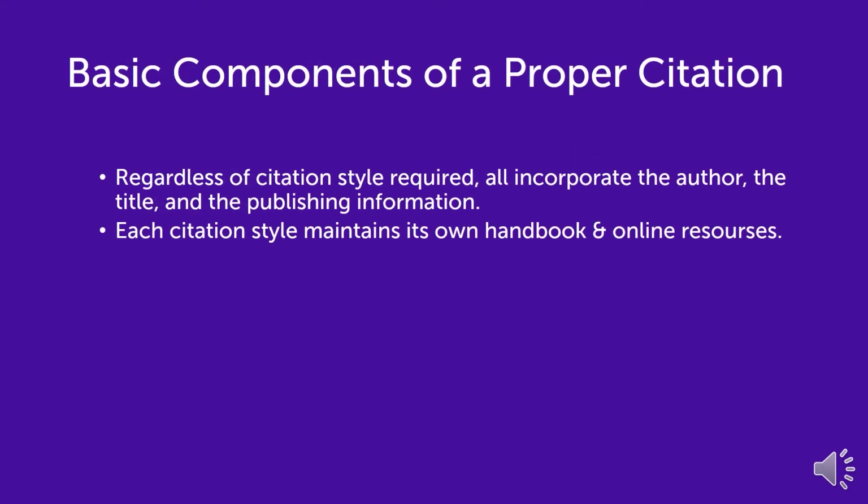The basic components of a proper citation. No matter what citation style you use, all have the following similar basic components: author, title, and publishing information. You do not need to memorize each citation style, since each style maintains its own authoritative handbook, which you can find online. Moreover, numerous internet resources can help you properly format a citation that follows many of the common styles.